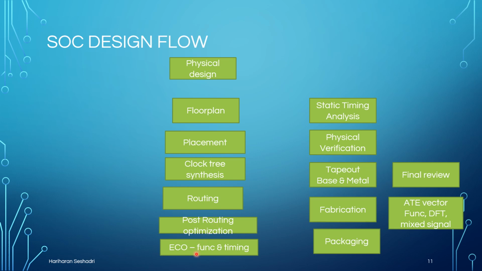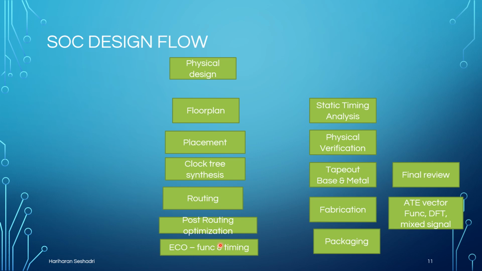Then there's something called ECO, engineering change order. You can change the functionality anytime, and there can be timing ECOs, which is outside the scope of this presentation anyway. So we want to change the design function. Let's say your chip is already almost ready for tape out. You want to add one AND gate. Your verification finds a bug.